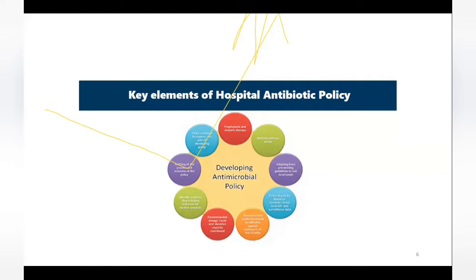Then the policy should be based on systematic review of the local AST and surveillance data. So every healthcare setting should have their own antibiogram. Antibiogram, that is the presentation of the susceptibility pattern of the pathogens prevalent in their healthcare setting. So every healthcare setting should know which are the predominant organisms present in their healthcare setting and against which antibiotics they are sensitive and resistant, and the frequency of the same. So based on this data, the antimicrobial policy should be prepared for a particular healthcare setting.